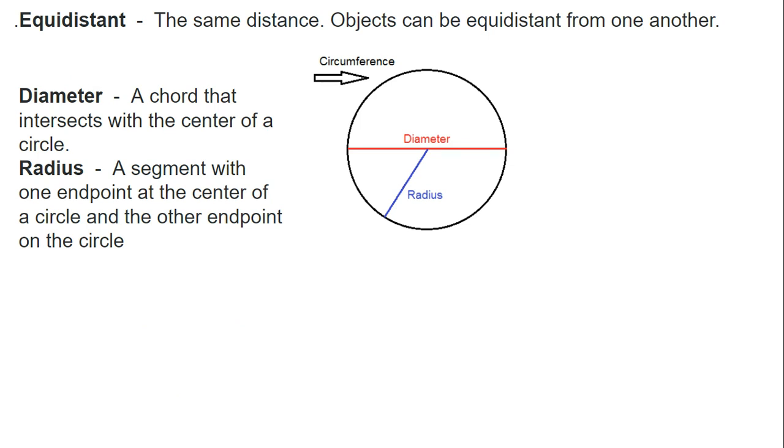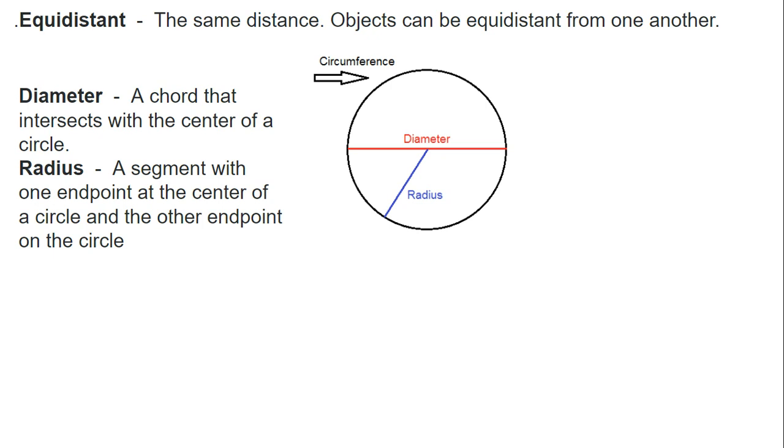Equidistant came up earlier. I should have put it earlier in the slide, but it's fine. This means the same distance. Objects can be equidistant from one another. Remember we talked about locus, when equal distances from a center is called a circle. We made railroads, if we remember that lesson. So you can have objects that are equidistant, you can have lines that are equidistant, you can have points. There's a lot of things.